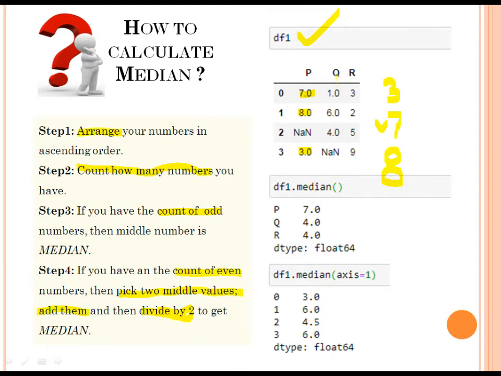I easily get the median 7 because these are the odd values. Similarly, it happens in the Q. We have 1, 6 and 4. So first of all, we have to arrange them. When I'll arrange them, I'll get 1, 4 and 6. So the median is 4.